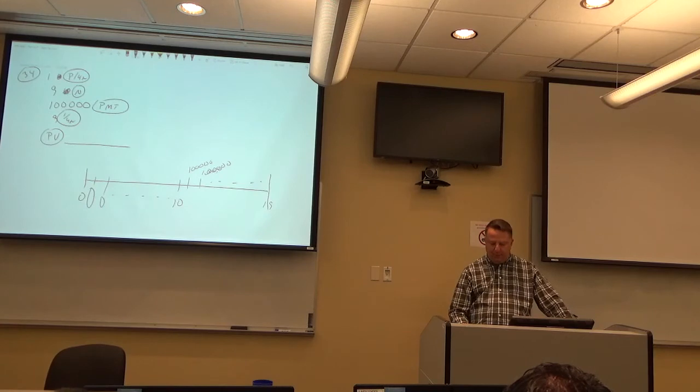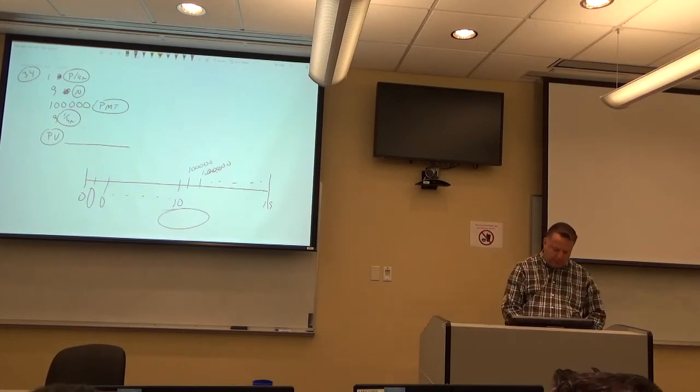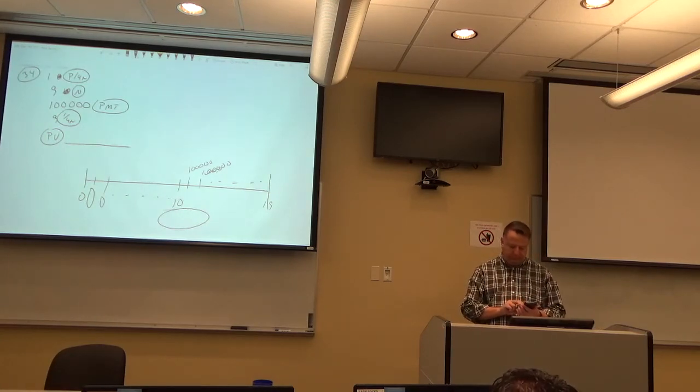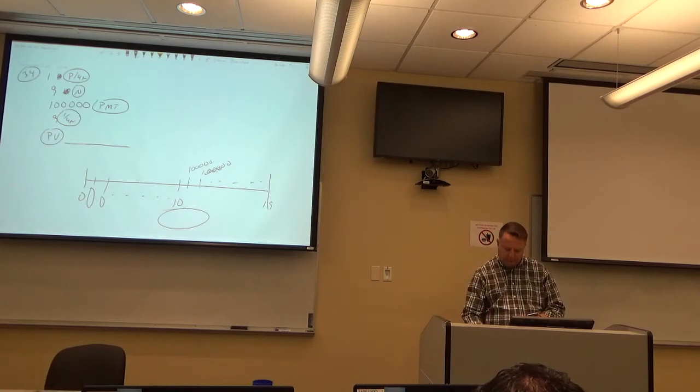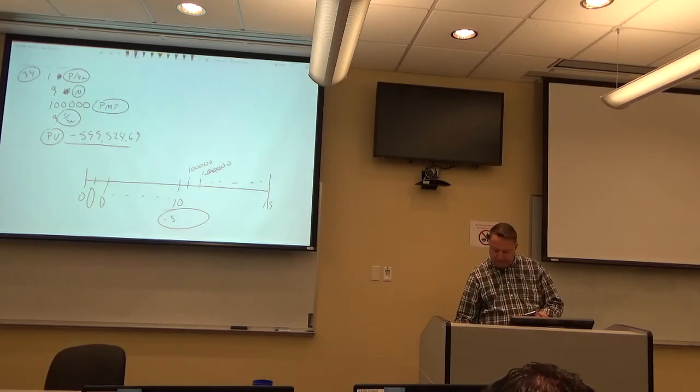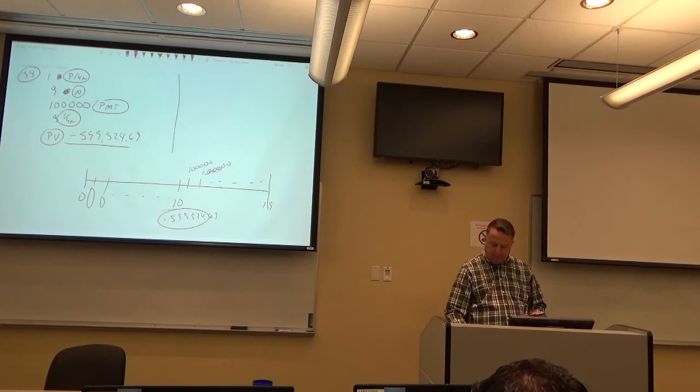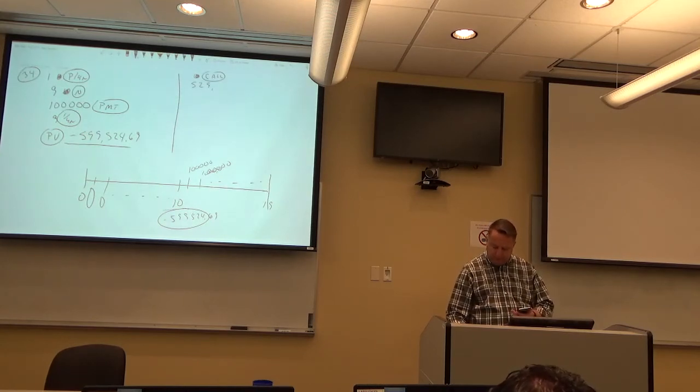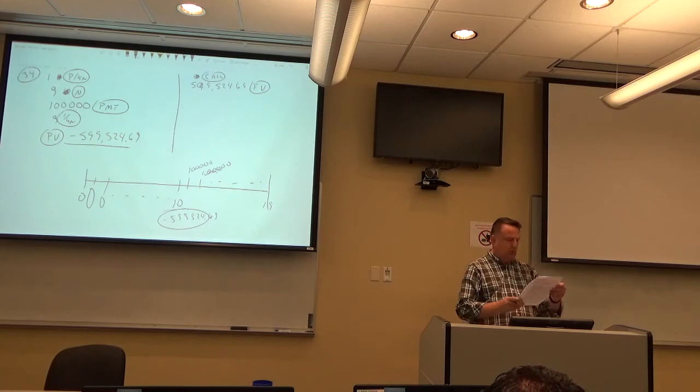So the first part is we're solving how much do we need to have in the account here. In order to do that, we get $599,524.69. Then the second part of the problem is taking that 599,524.69, putting that in as future value, and then solving for the equal annual payments you must put into the fund.